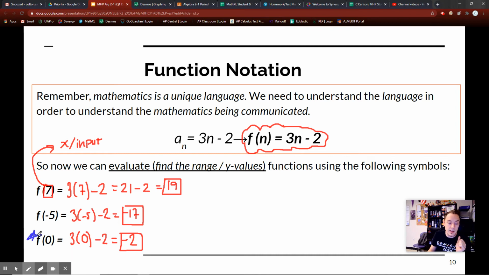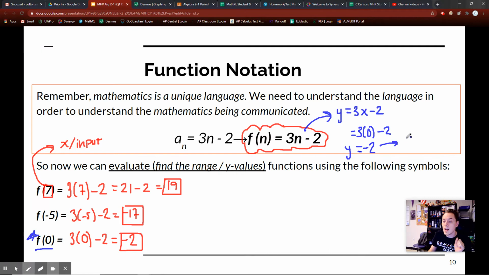Let's pinpoint f of 0 here. Now watch. If I take this and I do this, guys, this is y equals, let's just say, 3x minus 2. What happens if I plug in 0 for x? Just like what I did here, nothing's changing. What do I get? Negative 2. So I get y equals negative 2.